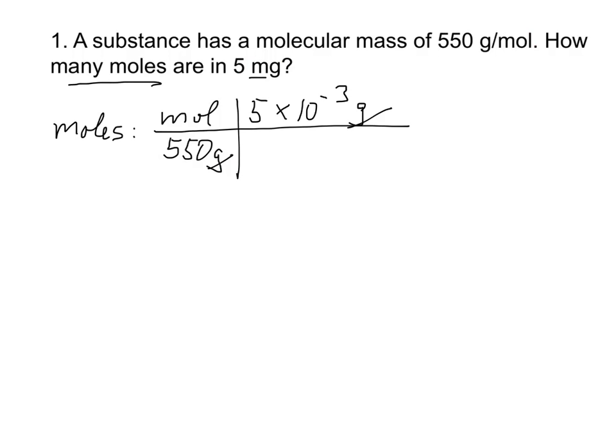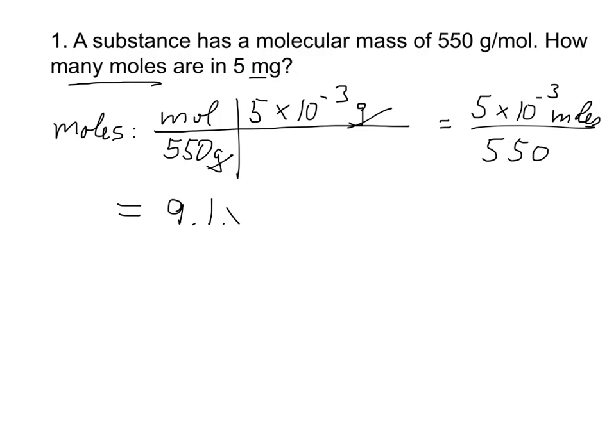And we are left with 5 times 10 to the minus 3 moles divided by 550. And if we put that into the calculator, we get roughly 9.1 times 10 to the minus 6 moles.